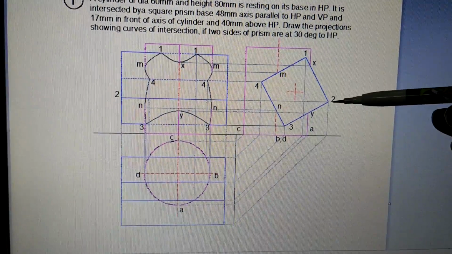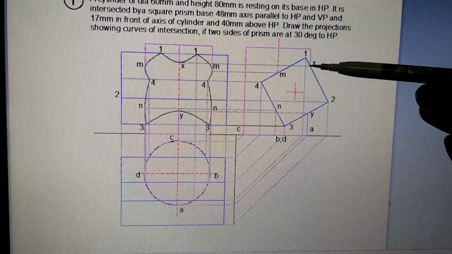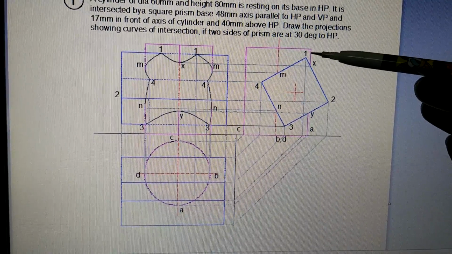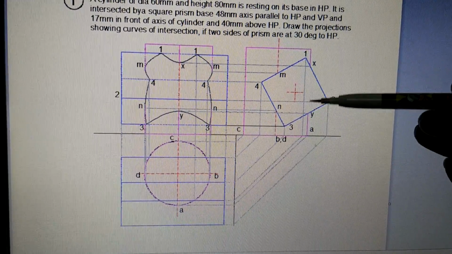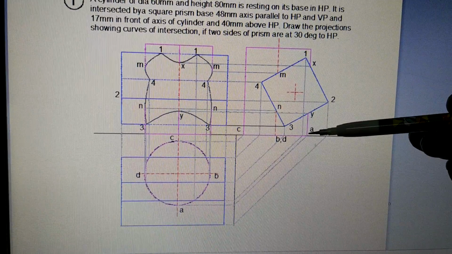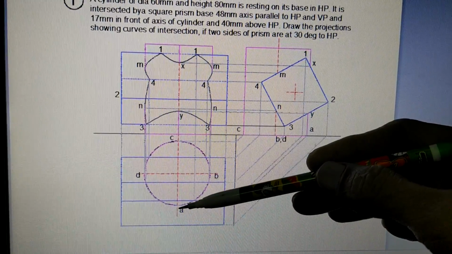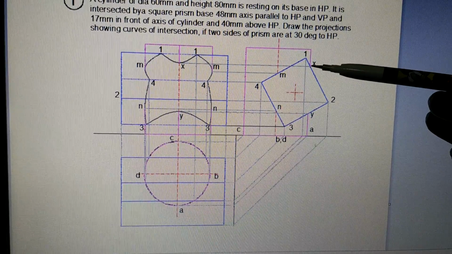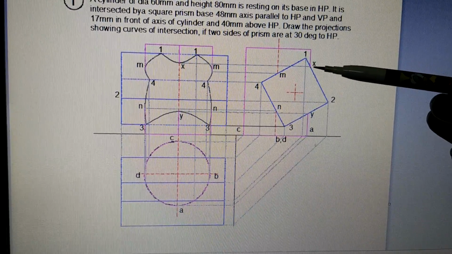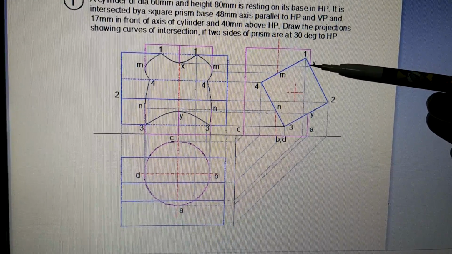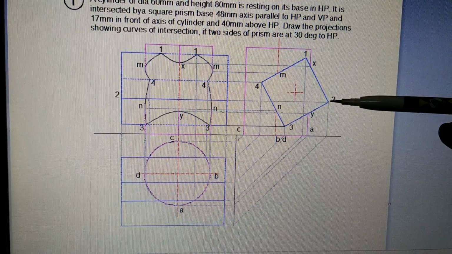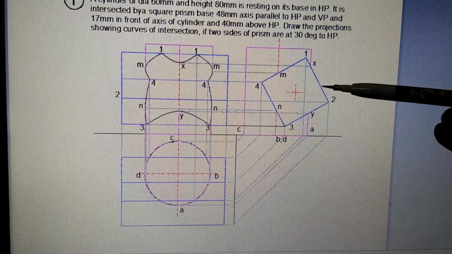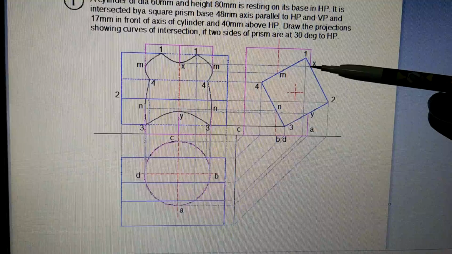Now between 1 and 2, there is a special point X. Now this X is a point which is on the last generator. That means the generator at A, which is there. So the point on the prism which is touching the cylinder last. See, between 1 and X, all the points are touching the cylinder. After X up to point 2, none of these points are touching the cylinder. So X is the last point.